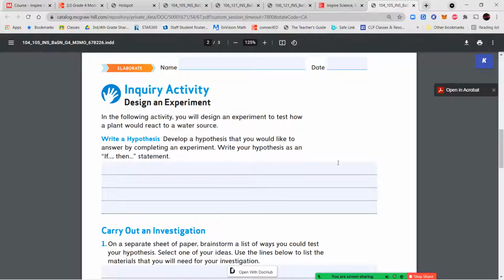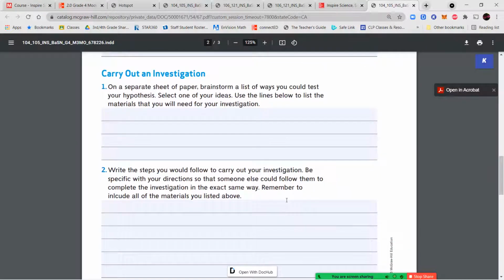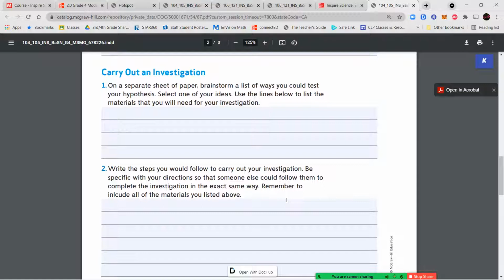So you can say, if this happens, then this is going to happen. That can be your hypothesis. That's your guess about what's going to happen in your experiment. Now, use your science notebook to think about different ways that you can test this hypothesis.